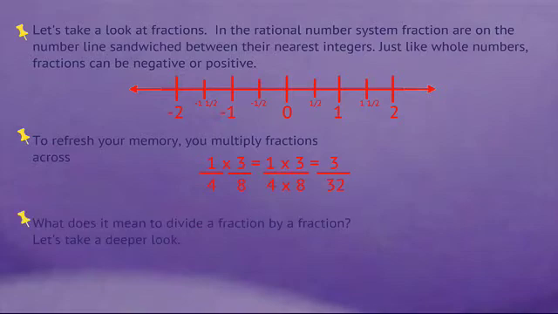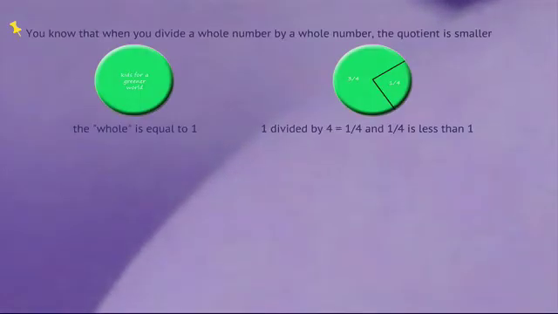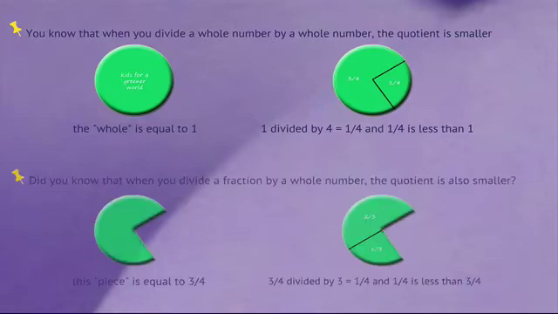What does it mean to divide a fraction by a fraction? Let's take a deeper look. You know that when you divide a whole number by another whole number, the quotient is smaller. The whole is equal to 1. The green graphic is our image for 1. And 1 divided by 4 equals 1/4, and 1/4 is less than 1. You can see from the graphic that the 1/4 piece is smaller than the whole.